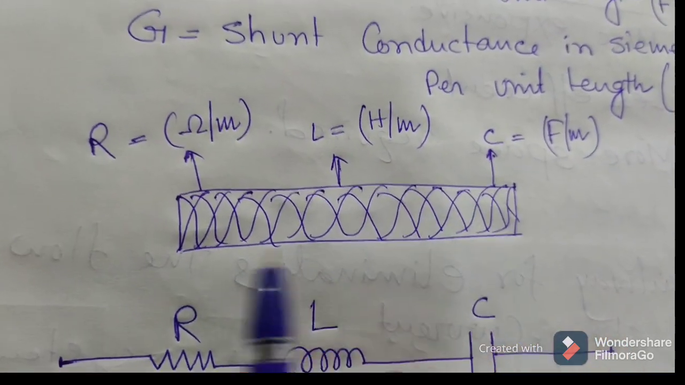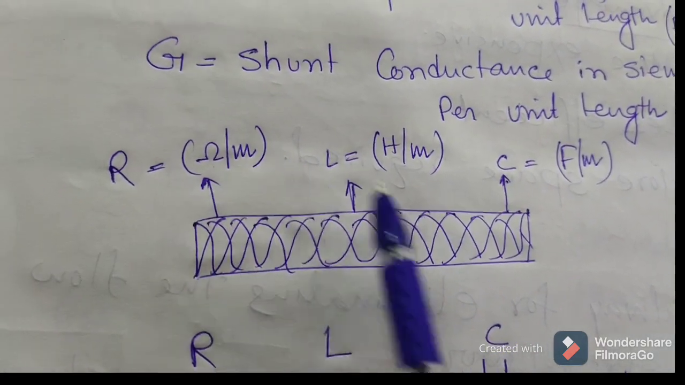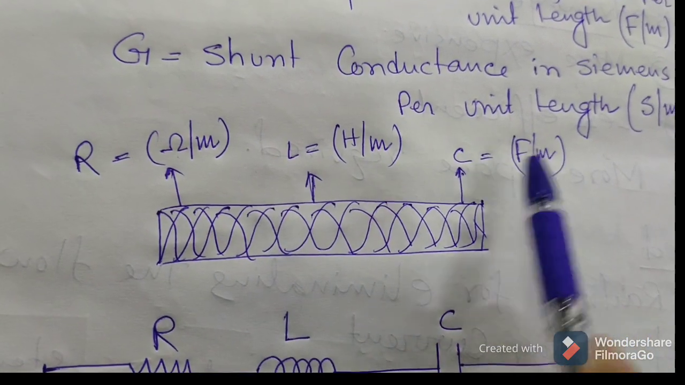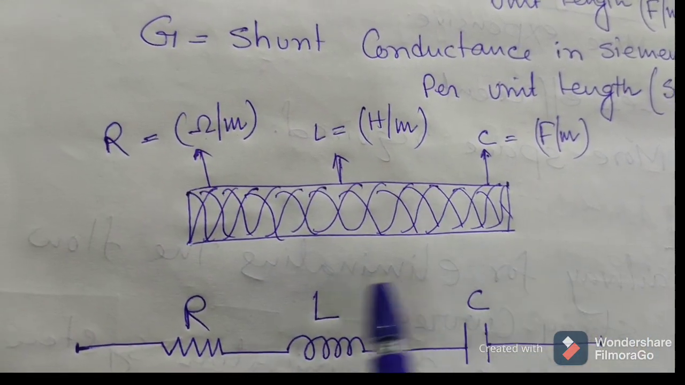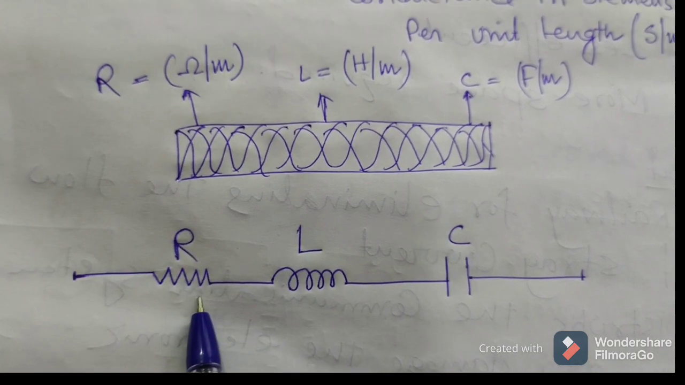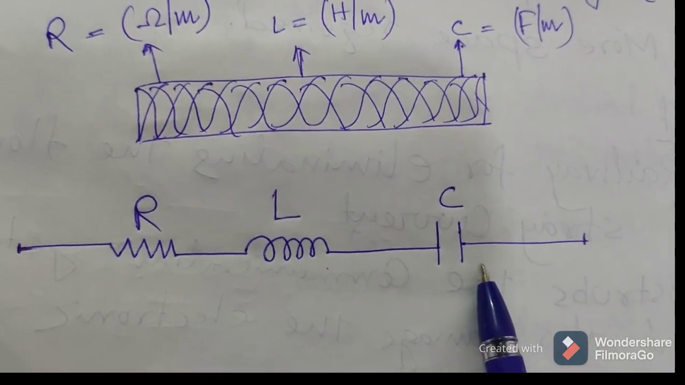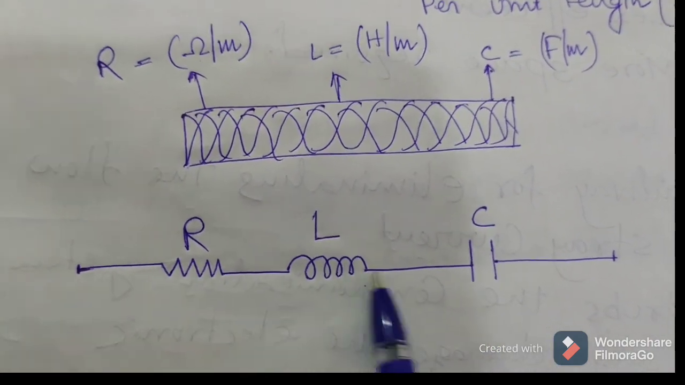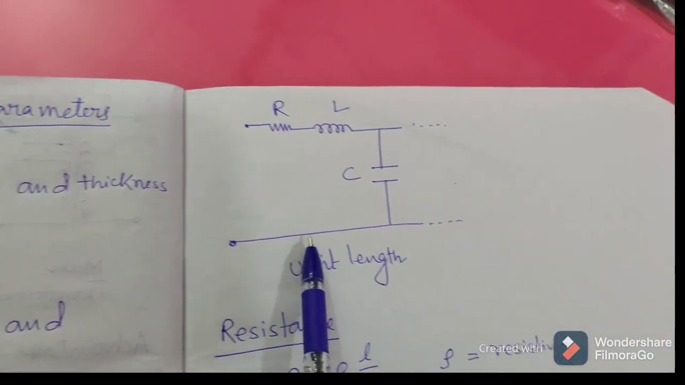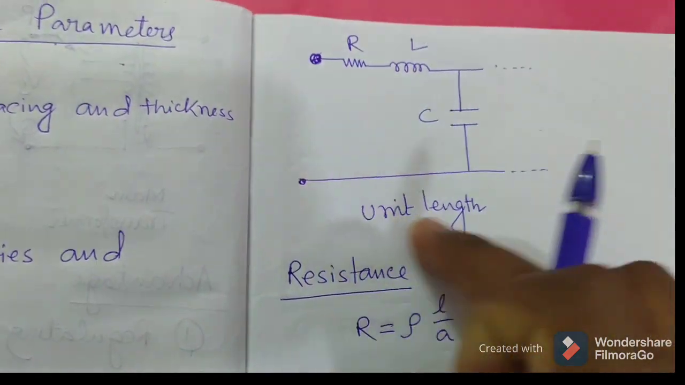bison dog conductors, panther conductors, also for the industrial consumers, etc. If we consider that this is a conductor of unit length, we get here R, resistance, ohm per meter, inductance, Henry per meter, and capacitance, Farad per meter. All these three parameters are uniformly distributed throughout this unit length of the conductor. This is the pictorial symbol of the resistance, this is the pictorial representation of the inductance, and this is the pictorial representation of the capacitance. So this is also called the RLC circuit. This is the unit length.